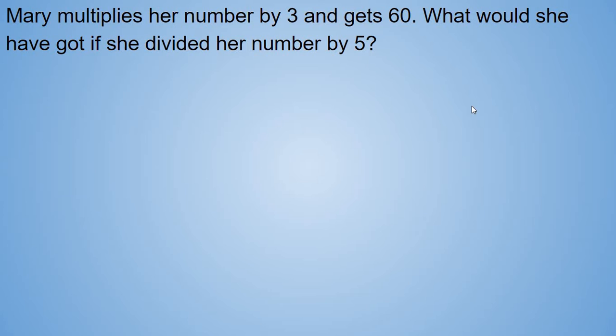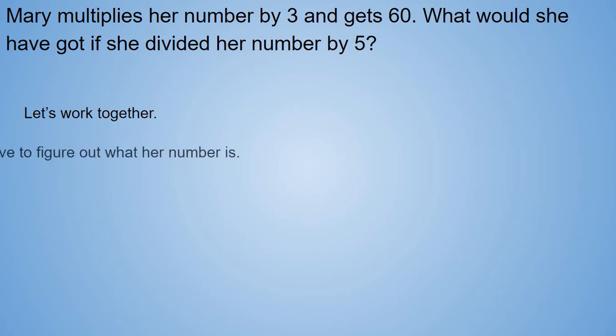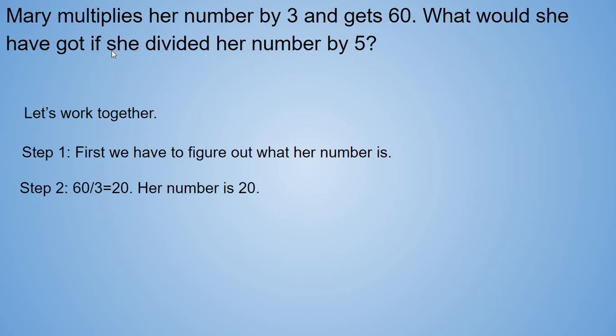So, first question. Mary multiplies her number by 3 and gets 60. What would she have got if she divided her number by 5? Okay, let's work together on this. So, first of all, before we do all this division stuff, we need to figure out what her number is. In order to do that, since she's multiplying by 3 to get 60, we're going to do the opposite operation of multiplication. And do you know what that is?